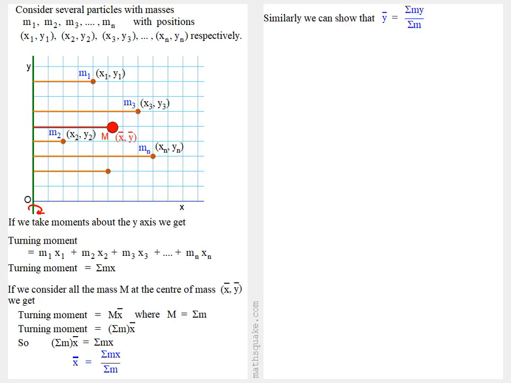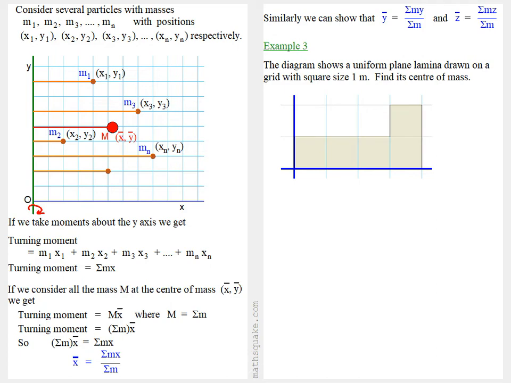Now, if we take moments about the x-axis, we can similarly show that y bar is equal to sigma my over sigma m, the sum of the my's over the sum of the m's. And we can even extend this to z bar equals the sum of the mz's over the sum of the m's. Z bar is equal to sigma mz over sigma m. Let's look at an example.